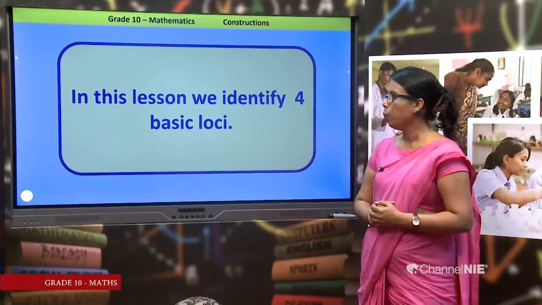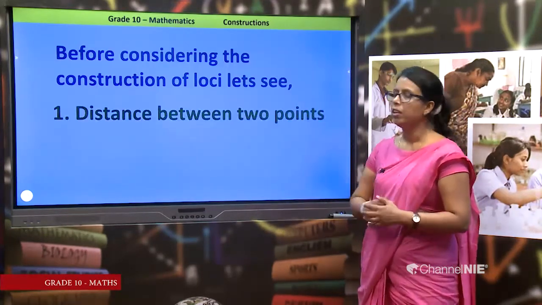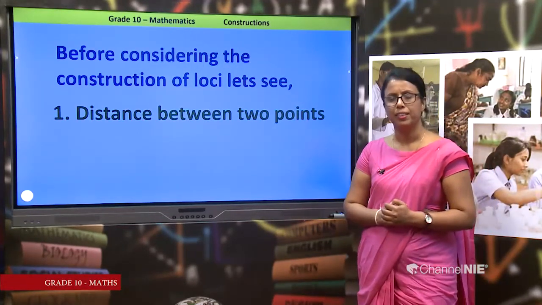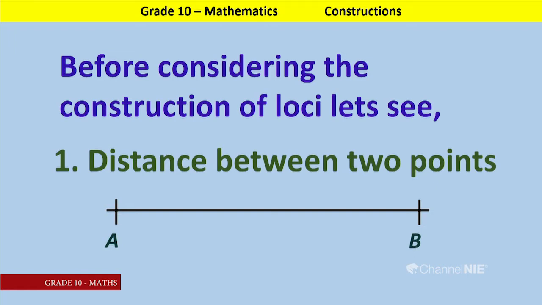In this lesson, we identify 4 basic loci. Before going to consider loci, let's see some geometrical facts. Distance between 2 points. What can we call distance between 2 points? A and B are 2 points. What is this, children? This is a line segment. Distance between 2 points we call line segment.